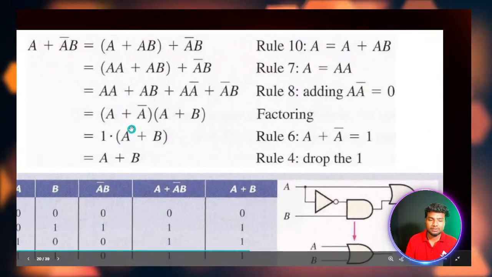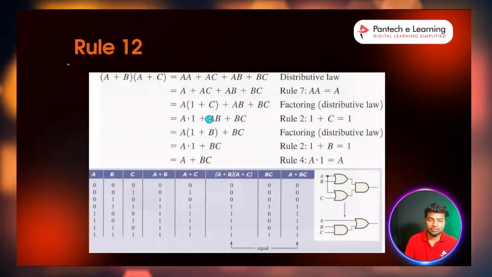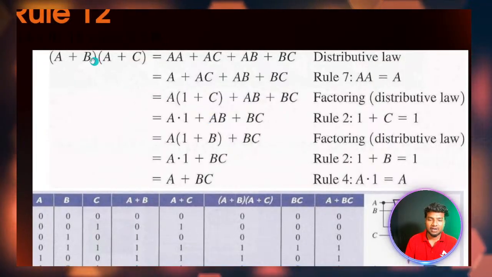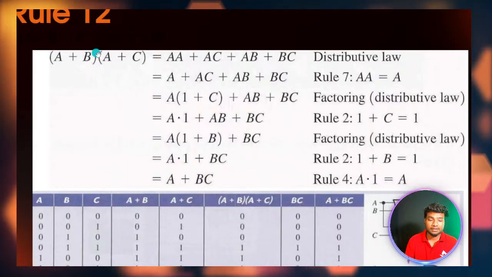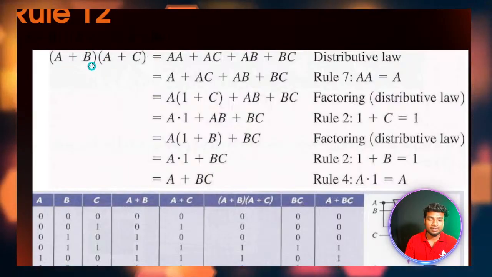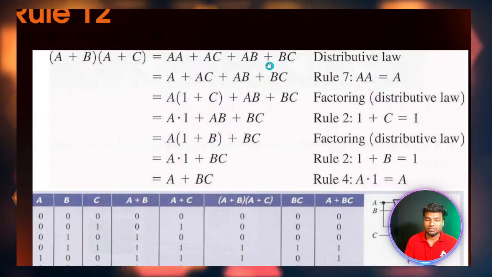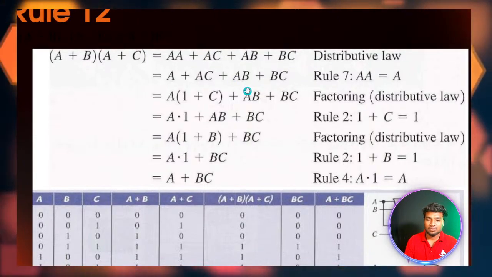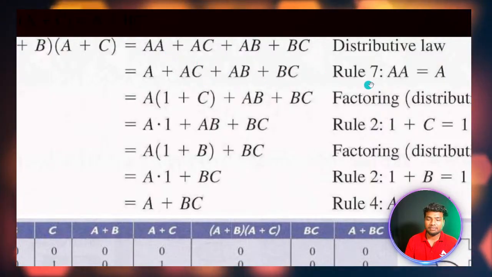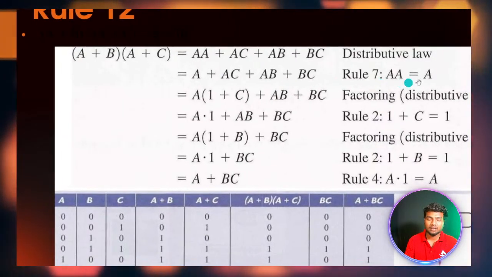So we can get means, so this is the 12th rule. I'm cross multiplying: a into a, a into c, b into a, and b into c. This is the distributive law, multiplying each and every variable. And then we already know the seventh rule, a dot a equals a.